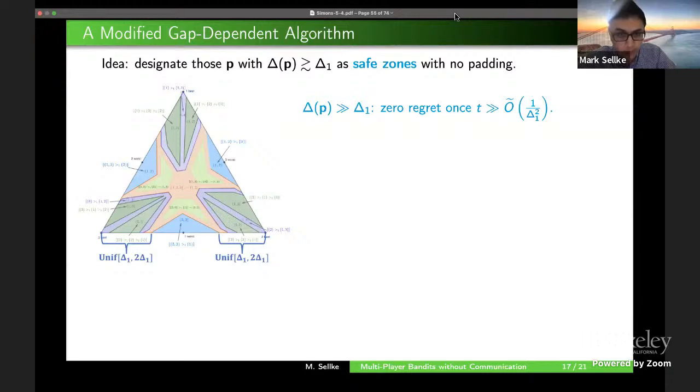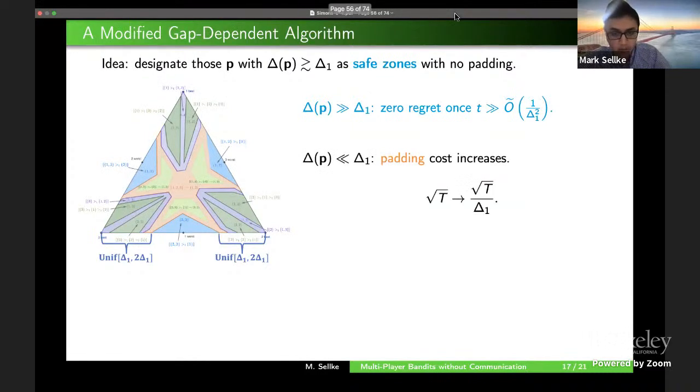So if you have a problem instance with a large gap bigger than this delta 1, so you're kind of well inside this safe zone, then before too long, everyone's estimates will be well inside the safe zone, no padding will get involved, you have zero regret from that point on. So you're doing much better for problem instances with a high gap. On the other hand, this has a cost. It makes things worse when you don't have such a large gap.